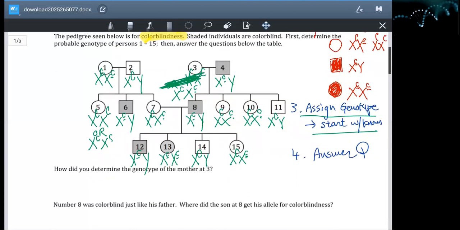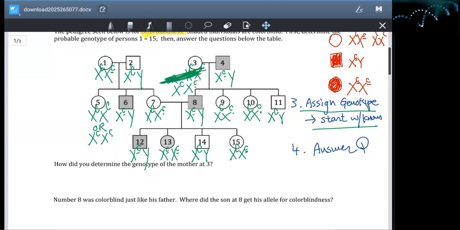First one, how did you determine the genotype of mom at 3? We just did that. How do we determine this? Well, we look at her. She looks fine, so she must have a big C. But she has a son that's affected. And she must have passed on an X to the son, because that's the only thing she can give the son is an X. And the fact that he's affected means she must be a carrier. Okay, so we determine the genotype of mom by looking at her son. Okay, so that's how we determine that one.